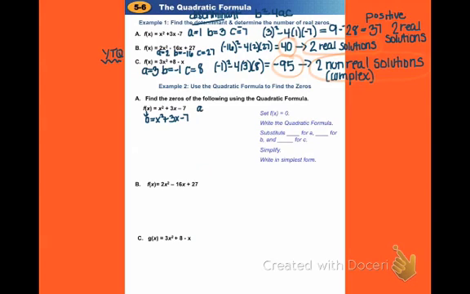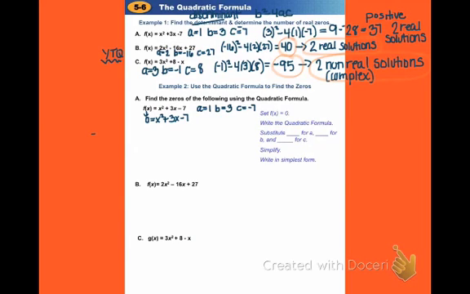So let's see, our a for this is 1, because there is no number in front of the x, so it's a 1. Our b is 3, and our c is -7. And so when we use the quadratic formula, it goes like this. We'll rewrite it real quick.